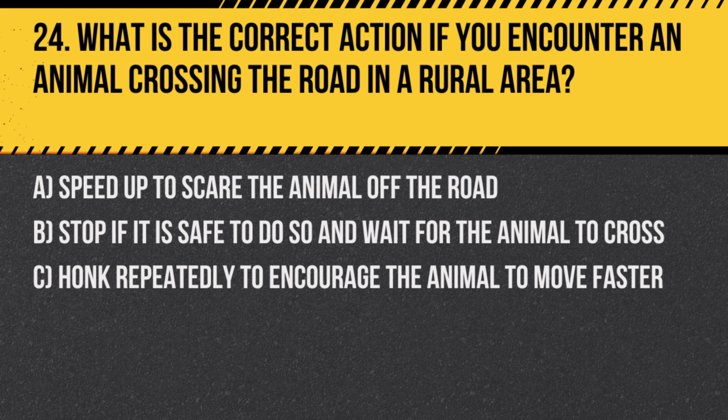Question 24. What is the correct action if you encounter an animal crossing the road in a rural area? A. Speed up to scare the animal off the road. B. Stop if it is safe to do so and wait for the animal to cross. C. Honk repeatedly to encourage the animal to move faster.